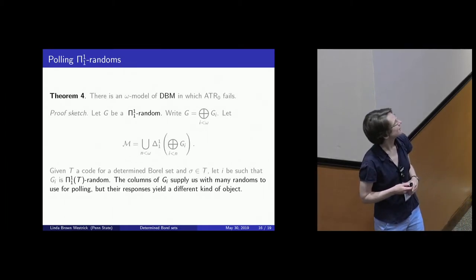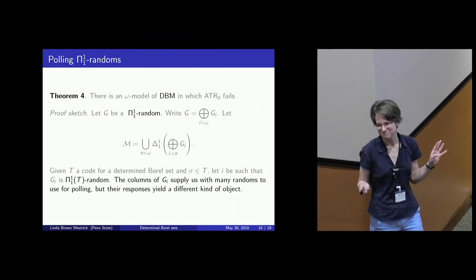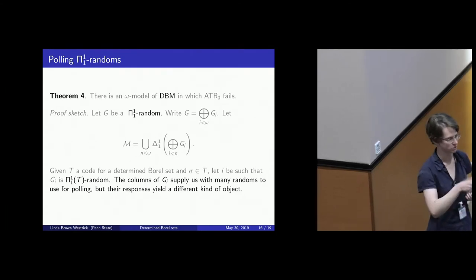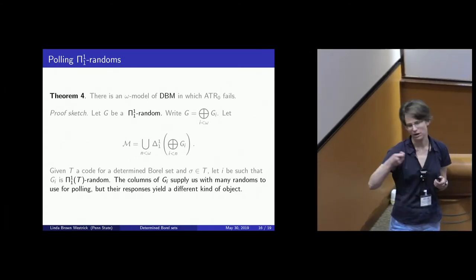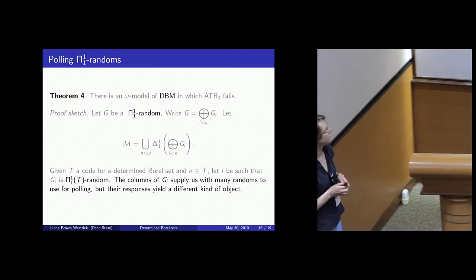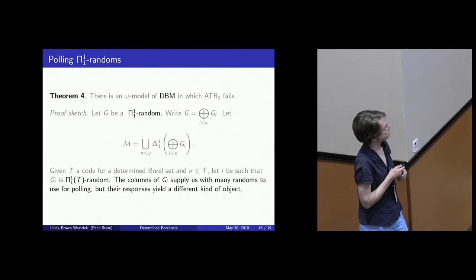So the proof starts out basically the same, except that instead of making a model that has a bunch of super generic stuff in it, we make a model that has a bunch of super random stuff in it, specifically pi 1 1 randoms. And so we're going to try to do sort of the same procedure as before.